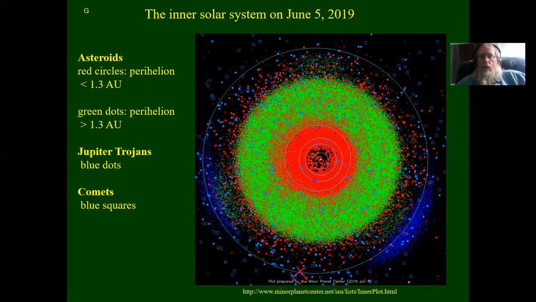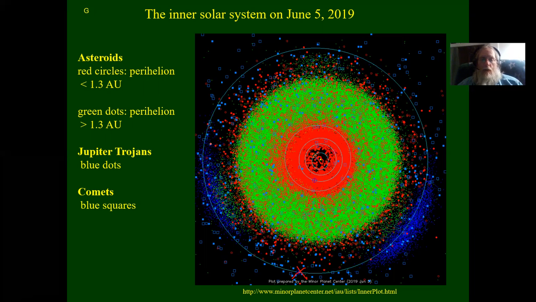And then you've got all these other symbols indicating smaller things. The red symbols are asteroids that have perihelion that brings them inside 1.3 AUs. You notice some of those are around the Earth's orbit, so some of them we could potentially hit. The green dots are asteroids, it's most of the things here, that have perihelion greater than 1.3 AUs.